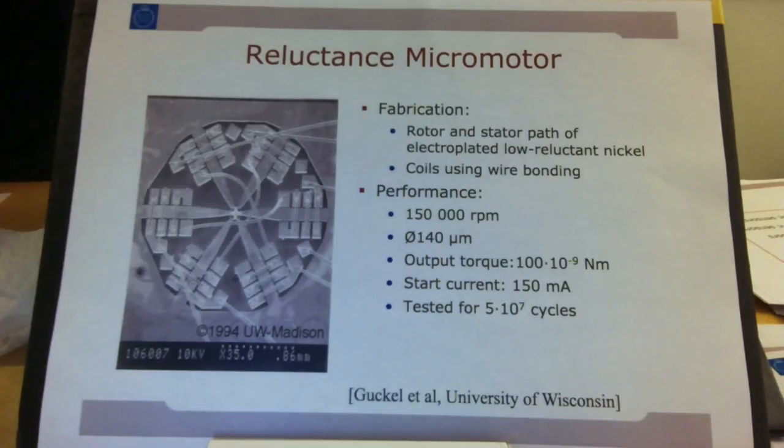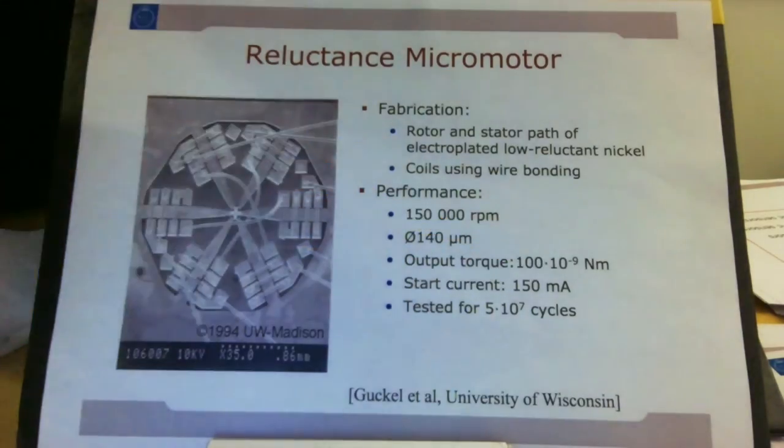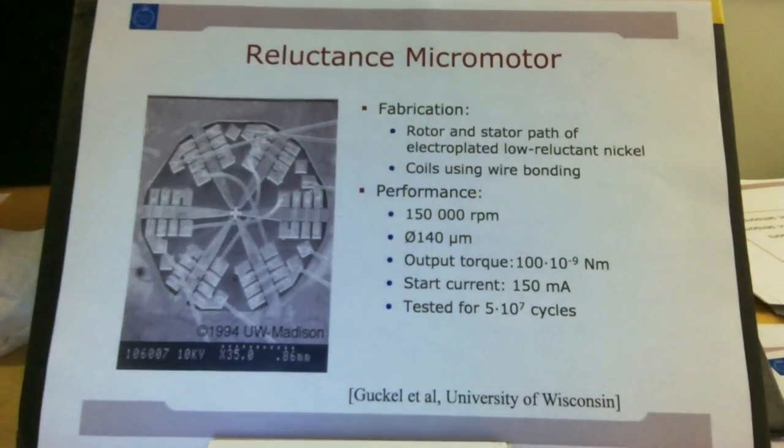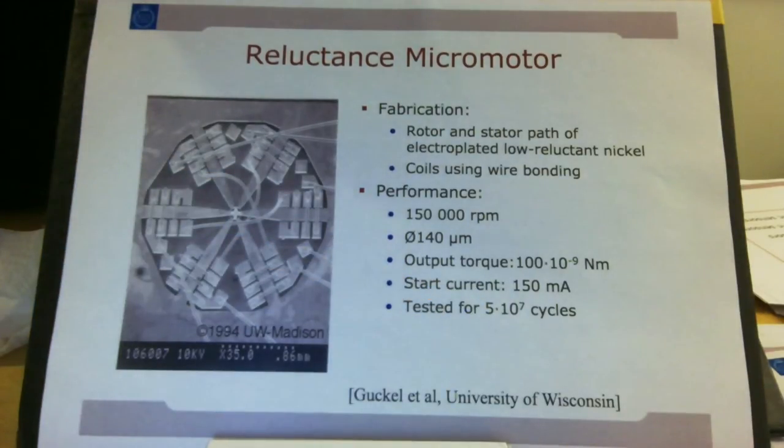This specific example actually could rotate at 150,000 rounds per minute. It has a diameter, this little rotor, of only 140 micrometer. It has an output torque of a whopping 10 to the power minus 7 Newton meter. It's very low. And it also says it is tested for 5 × 10⁷, that is 50 million cycles.